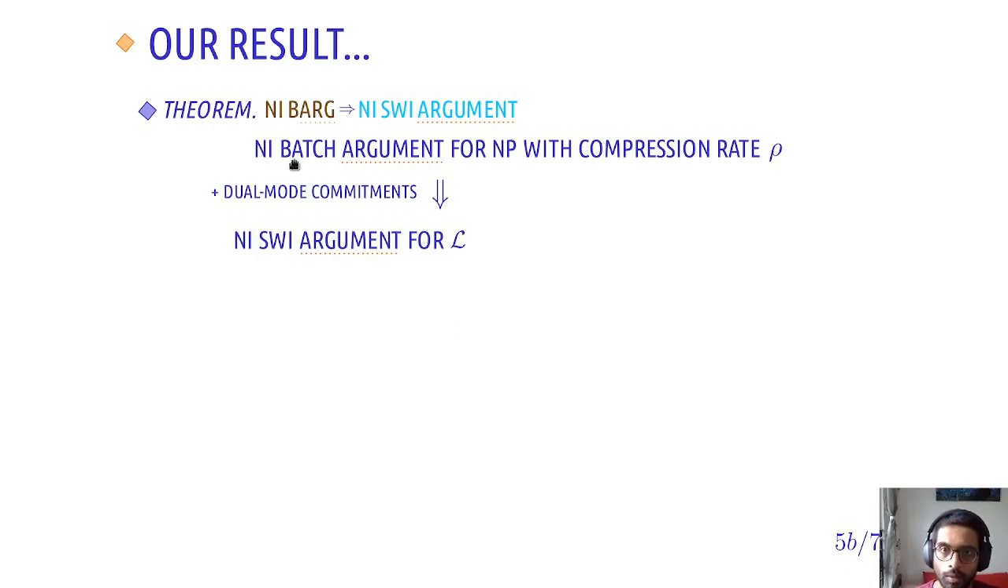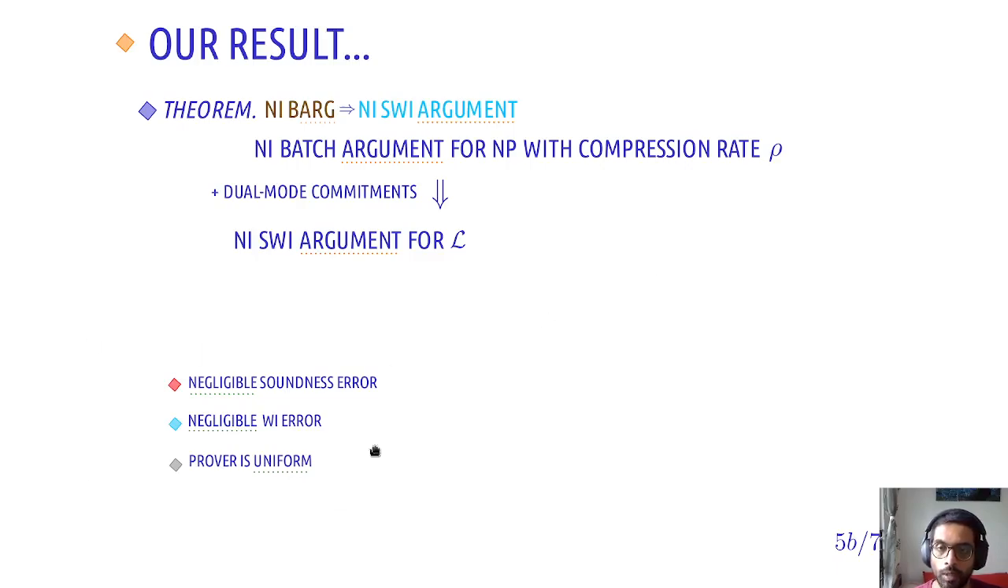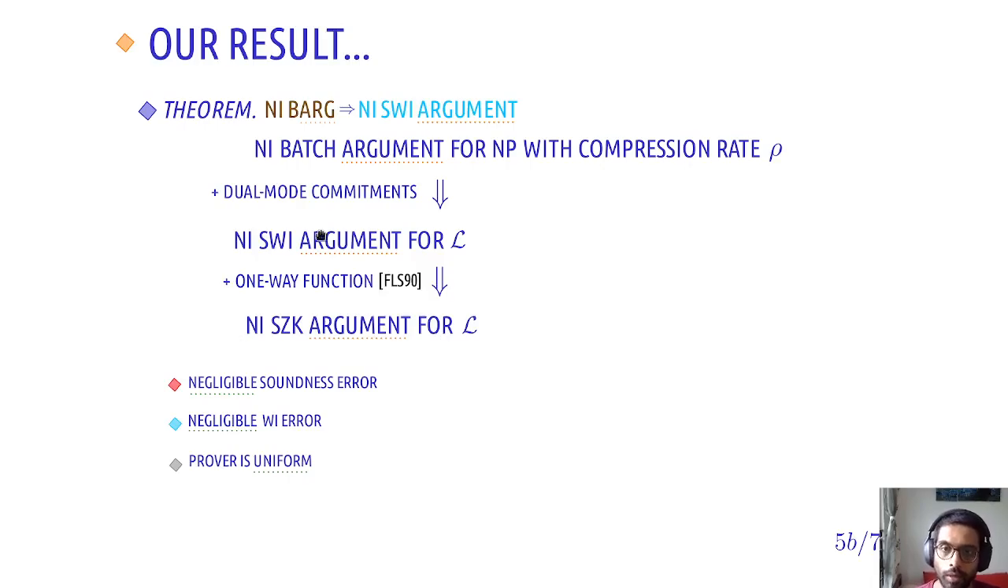For this transformation, we need dual mode commitments, which is a cryptographic primitive related to commitments. It's a type of commitment which supports both statistical hiding and statistical binding in two modes. As I said, this transformation comes without the caveats that we saw before. We have negligible soundness error, negligible WI error, and our prover is uniform. By the results of Feige, Lapidot, and Shamir, you can turn this non-interactive SWI argument into an NI SZK argument. So we essentially show that NI BARG implies NI SZK argument, given dual mode commitments.